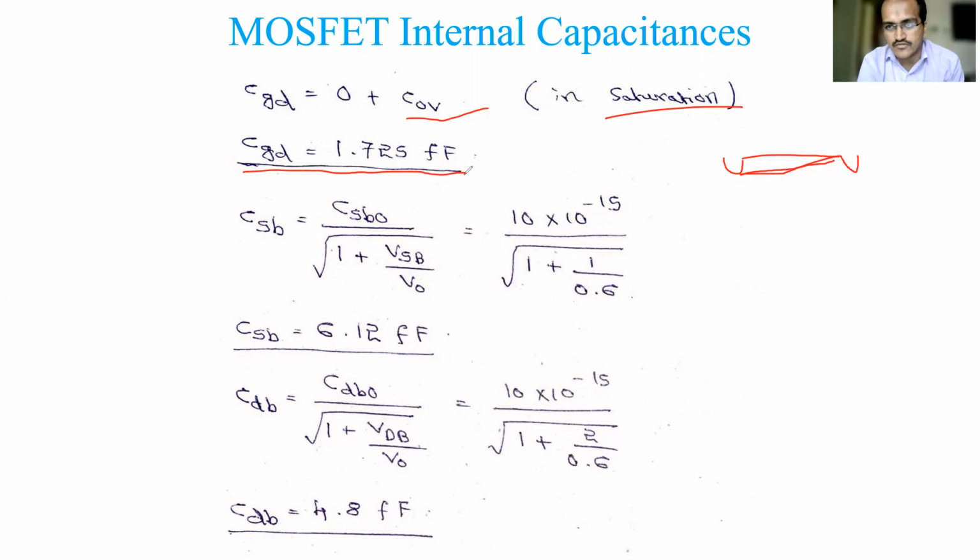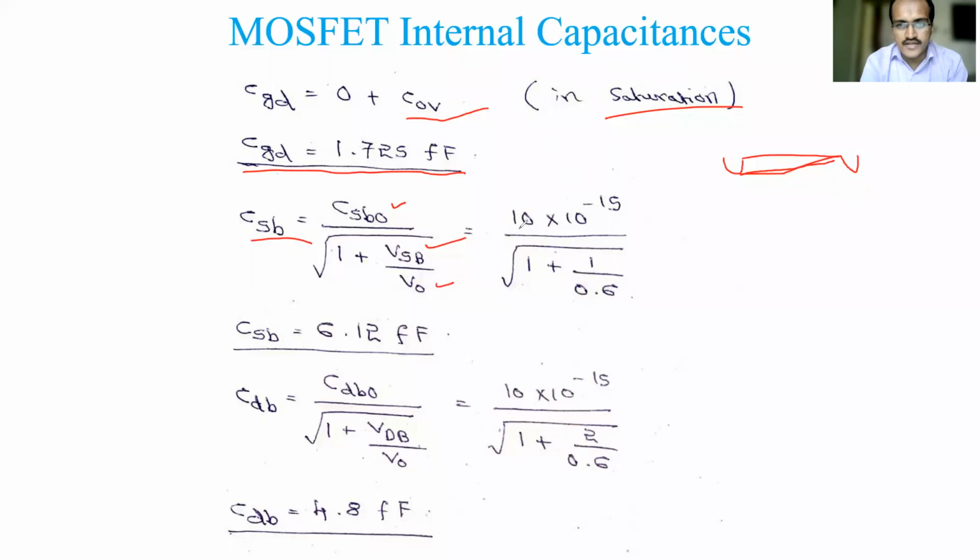Okay. Straight away calculation. Then finally, we have the source to body and drain to body depletion layer capacitances. For that, the formula is different. So CSB equals CSB0 by square root of 1 plus VSB by V0. Here all the values are given. You just have to substitute them. CSB0 value is given, VSB is given, and V0 is given. Put it in the formula and find out.